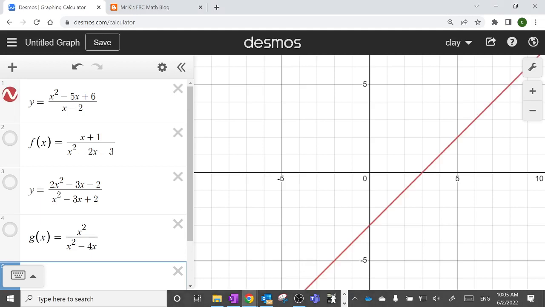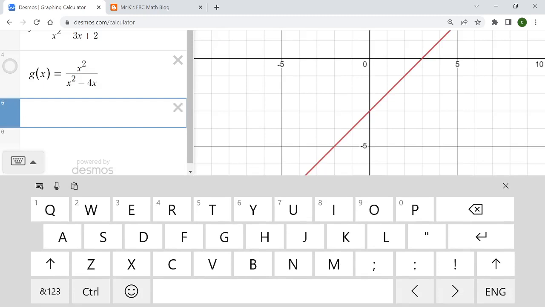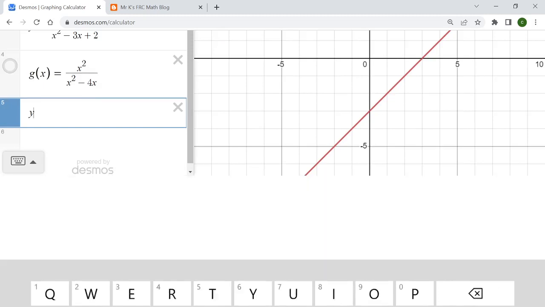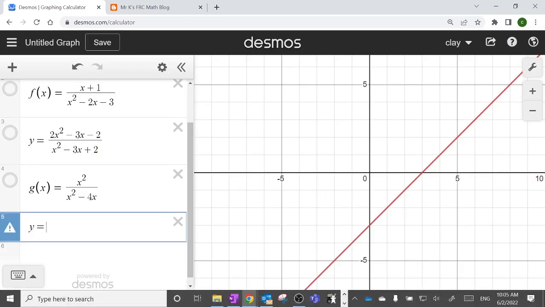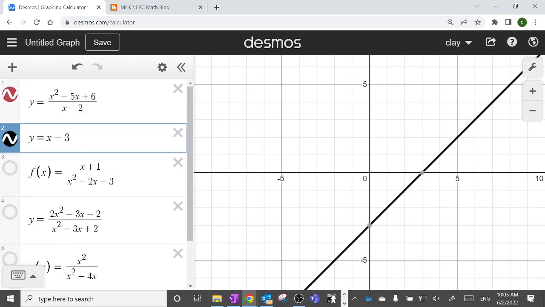So there's the graph. Yeah, that looks like a linear line. It looks completely like the line y equals x minus 3, right? Here, let me move that up. There we go. It's black, it's red. It's the same line. Well, actually it's not. It looks like the same line, doesn't it? But check this out.